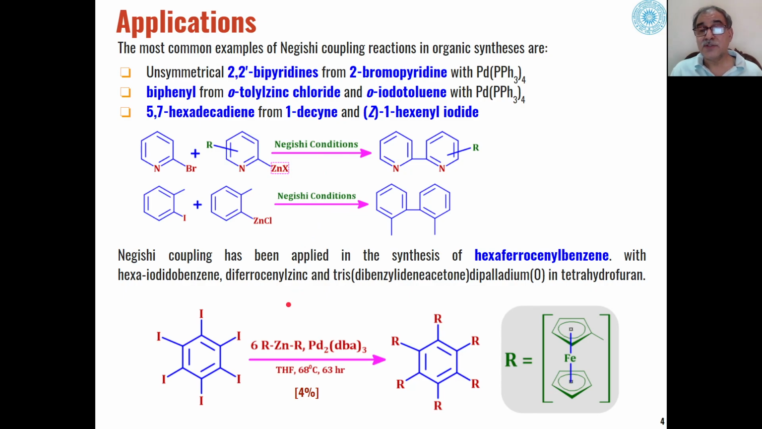Then this Negishi coupling has also been employed for the synthesis of hexaferrocenyl benzene, where R is ferrocenyl over here. So when hexaiodobenzene is reacted with diferrocenyl zinc, here R is ferrocenyl group, so when 6 molecules of this diferrocenyl zinc are reacted with hexaiodobenzene in the presence of palladium catalyst, tris(dibenzylideneacetone)dipalladium complex in THF solvent, at 68 degrees centigrade and in 63 hours, we will get 4% of this type of product which is formed. So hexaferrocenyl benzene is formed in 4% yield.